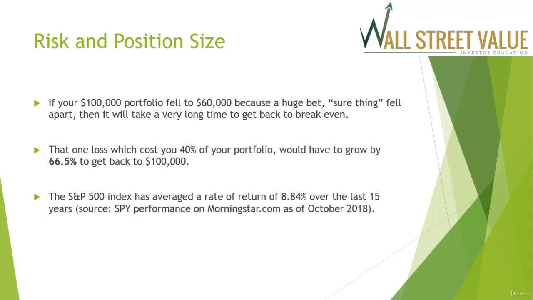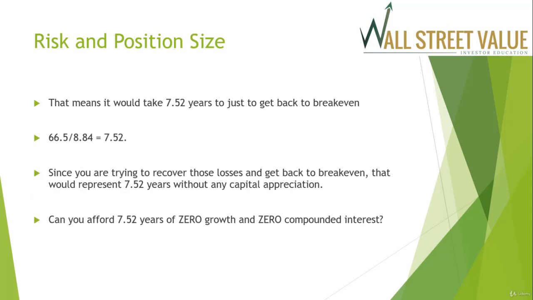The S&P 500 index has averaged a rate of return of 8.84% over the last 15 years. That's according to data on Morningstar.com as of October 2018, and I used SPY, the S&P 500 ETF. That means it's going to take about 7.5 years just to get back to break even. Divide that by 8.84%, the S&P 500 index average annual rate of return over the last 15 years, equals 7.5 years. Since you're trying to recover those losses and get back to break even, that would represent 7.5 years without any capital appreciation. Can you afford 7.5 years of zero growth and zero compounded interest?